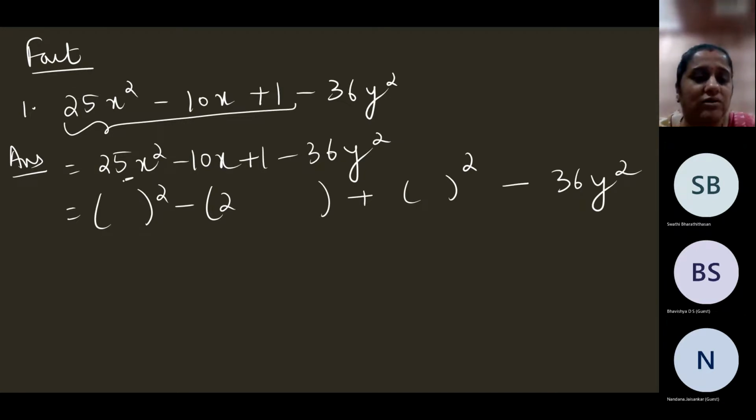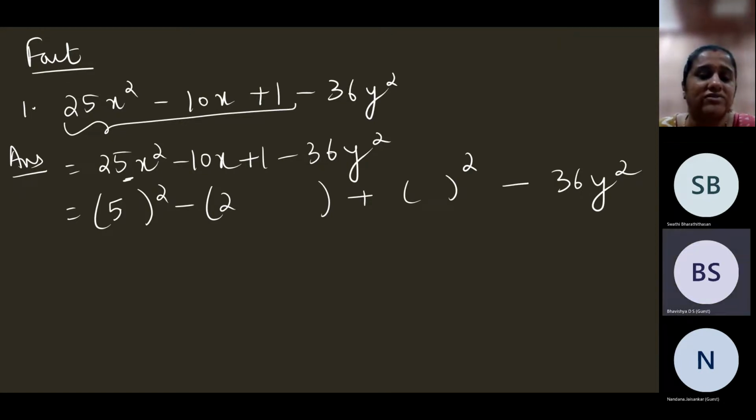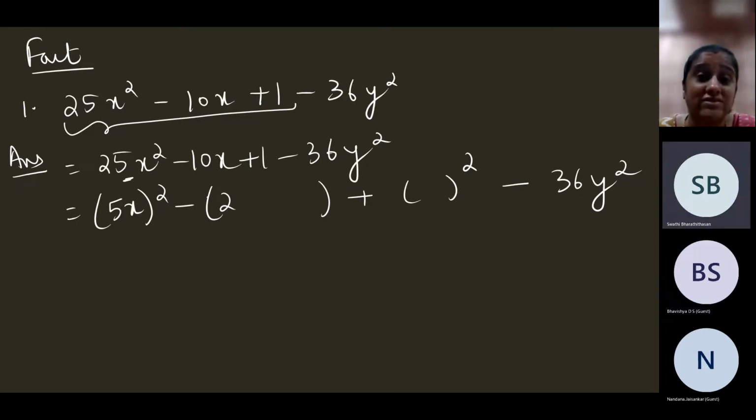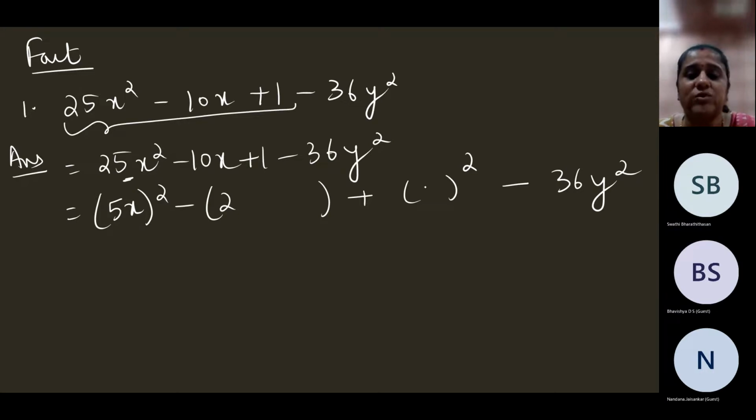Now children, what is this 25x square? What should I write in the bracket? 5x. Then what is b square here? 1. This is 2ab, this is b squared, not this one. This is the 4th term. The 3rd term is b squared, this one. So 1, right? All of you agree?